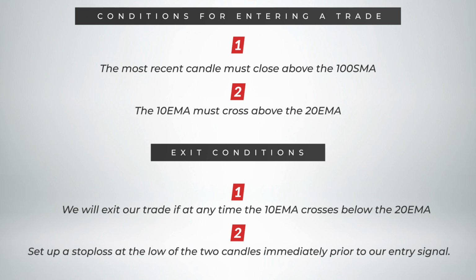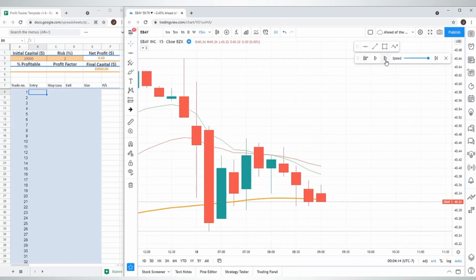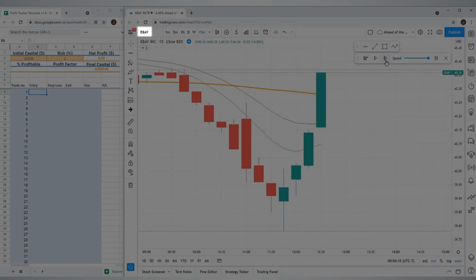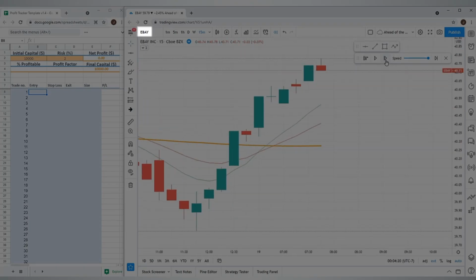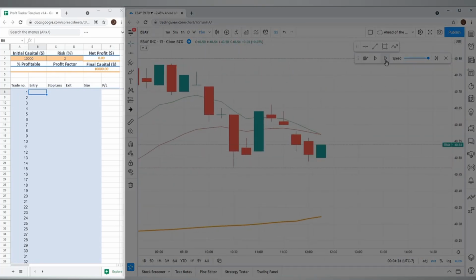Now that we have our entry and exit conditions defined, we are ready to begin the backtesting process. For this backtest, we are going to use data from the 15-minute time frame chart of the stock eBay, ticker code EBAY, on the Nasdaq exchange. I am going to use this Excel spreadsheet to track the outcome of each trade.